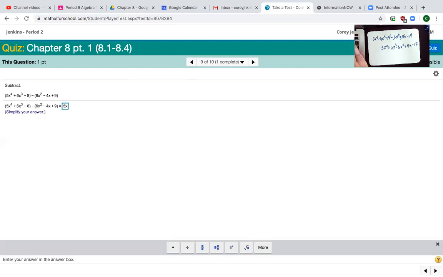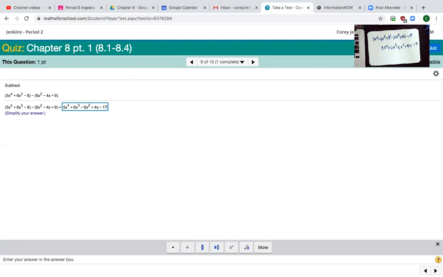5x to the 4 plus 6x to the 3 minus 6x squared plus 4x minus 17.